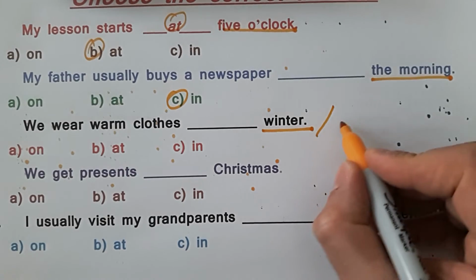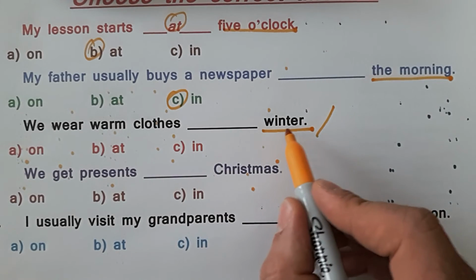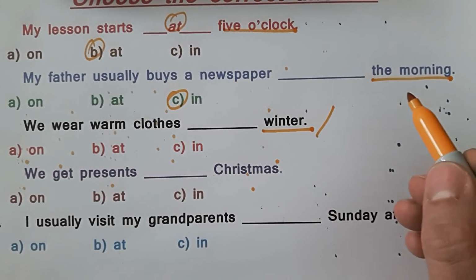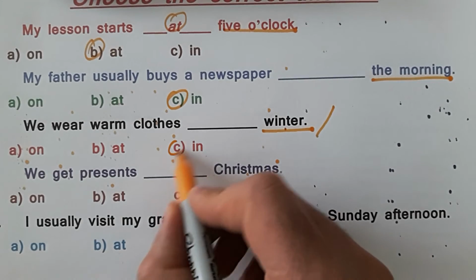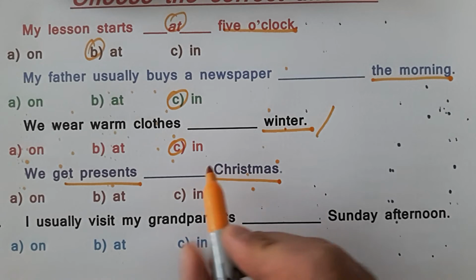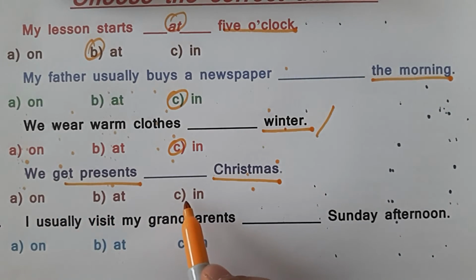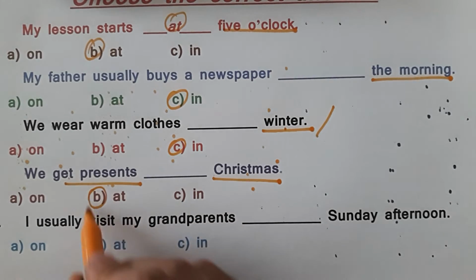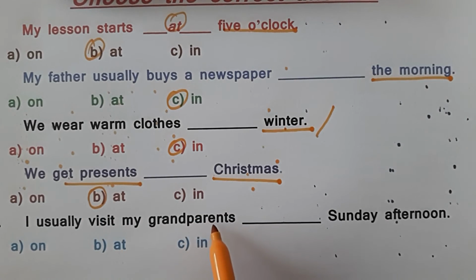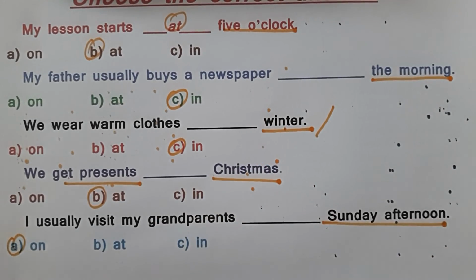Yes, winter. Or we can also write in, for instance, in winter, in summer, in autumn, and in winter. And we get presents at Christmas. Think about that. Which can we use, A, B, or C? Yes, of course, B. I usually visit my grandparents on Sunday afternoon. We were using on.